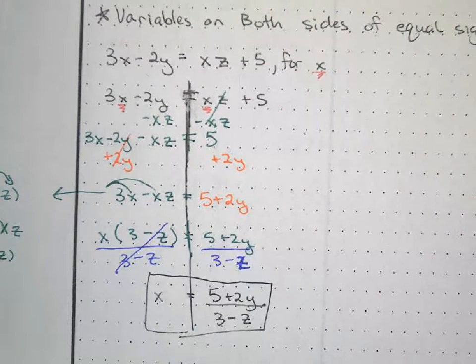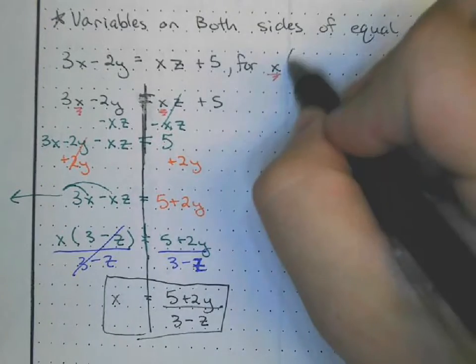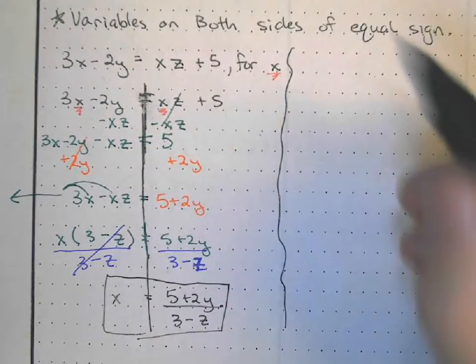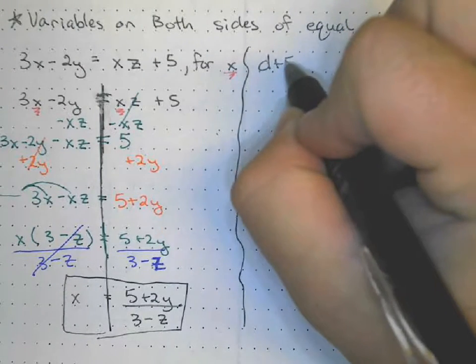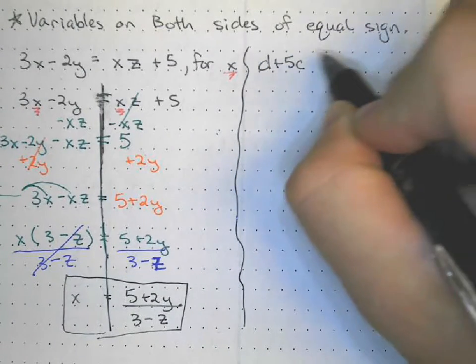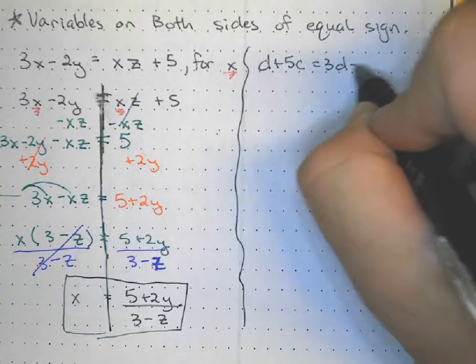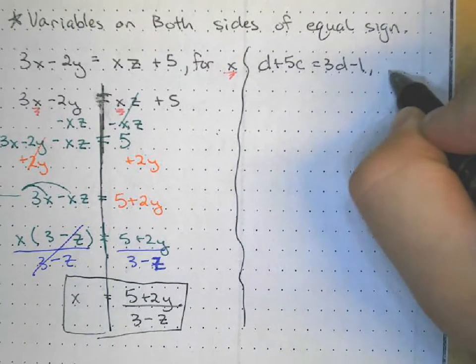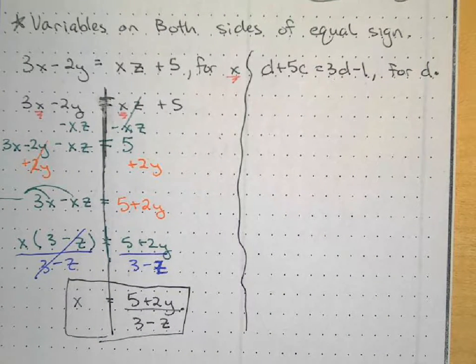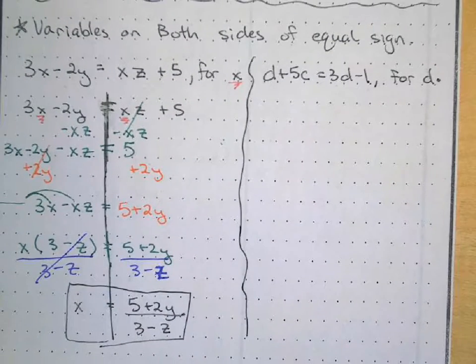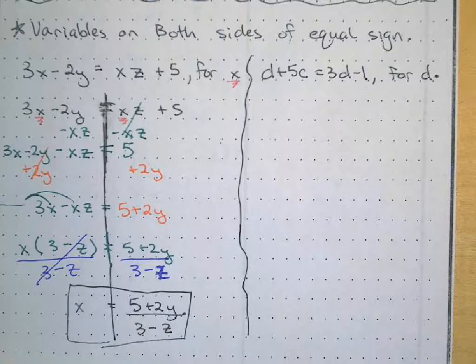Let's do another one of these together. So we're going to have d plus 5c equals 3d minus 1. I'm going to solve for d. If you want, right here, you're welcome to pause and try this one on your own. See if you can do it on your own. Otherwise, I'm going to walk through this one right now.